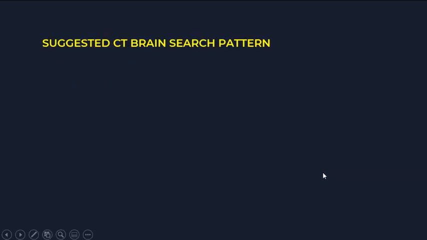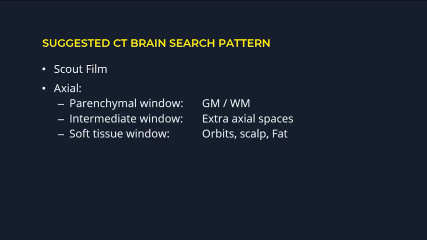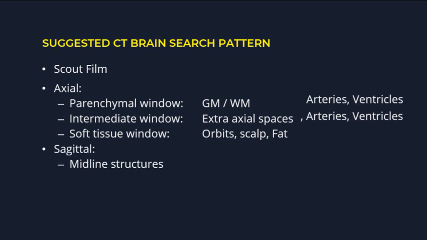This is my suggested CT scan of the brain search pattern. You can develop your own. Scout film, going through the axial series, through the 3 different windows. Make sure not to miss any structure. Sagittal images, essential for reviewing the midline structures. And on coronal images, I like to review the orbits, the dural sinuses, and tentorium.